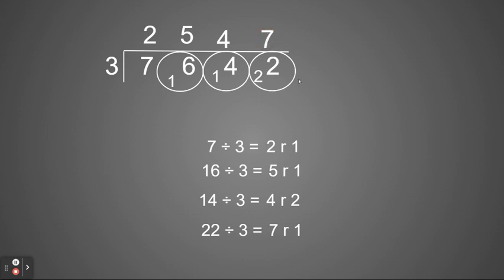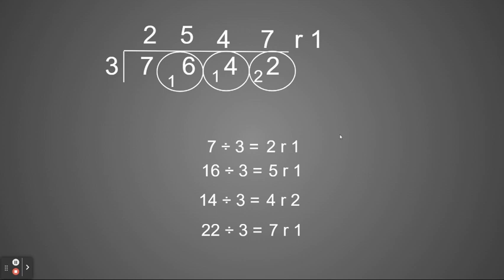Now, I have nowhere else to write my remainder. There's no additional numbers to divide by. And just like I would have done in long division, I'm going to take that number that's left over, and that's going to be my remainder. So I'm going to add that to the top. So my answer would be 2,547 with a remainder of 1.